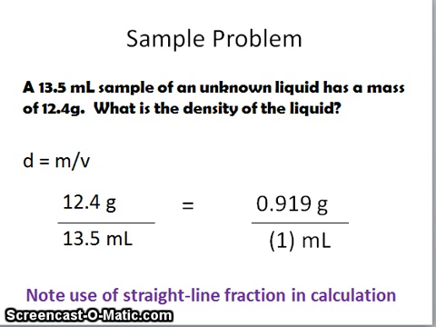We will do a couple sample problems. This first one is very straightforward. All we have to do is plug the values into the density equation. 12.4 grams of substance that takes up a volume of 13.5 mL has a density of 0.919 grams per mL.